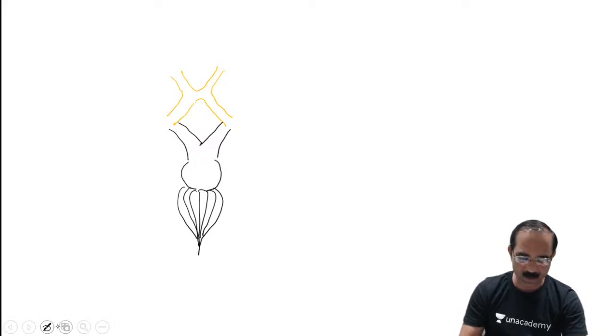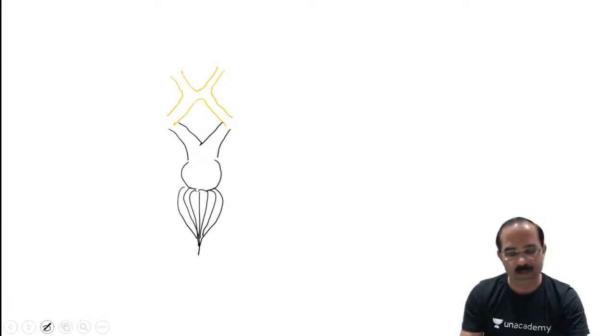And what is this now? That's the crus cerebri. This is the cerebral peduncles, the crus cerebri, the pons, the medulla. Once again, a quick revision. That's the pyramids, that's the olives, that's the inferior cerebellar peduncle. So this area is the interpeduncular fossa.